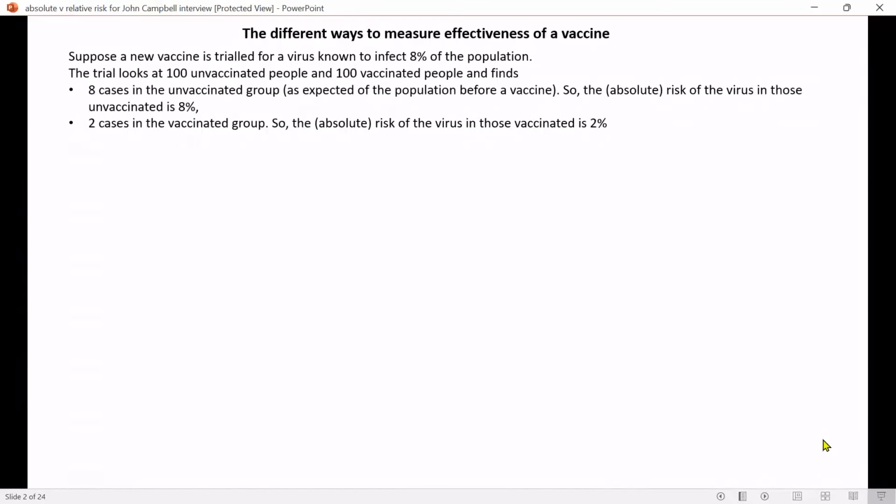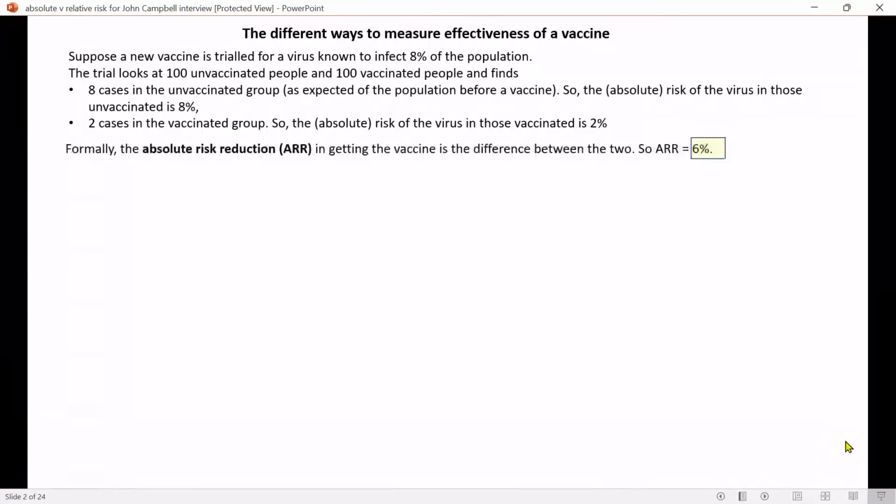Then what we can say is that the absolute risk of getting the virus in an unvaccinated person, we know, is 8%, that was already there. But now the absolute risk of the virus in a vaccinated person is only 2%. So if you can just click through again.